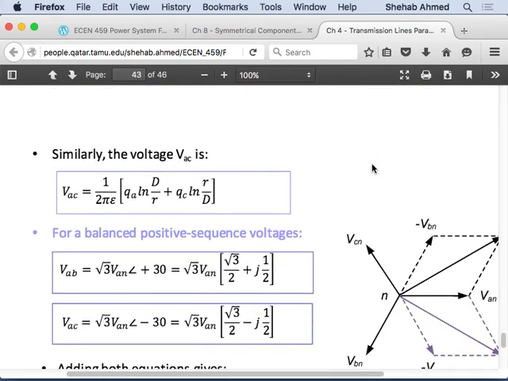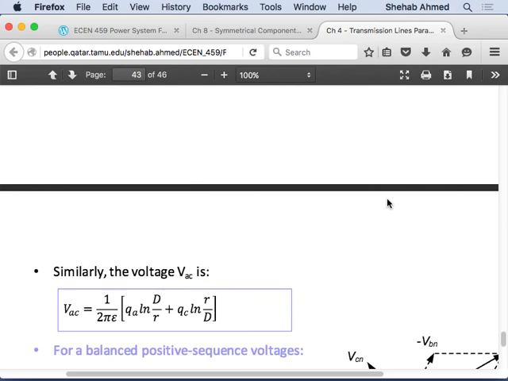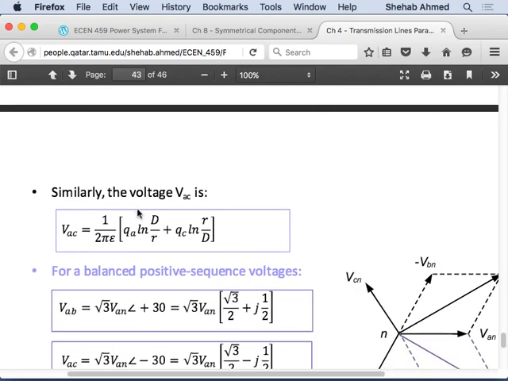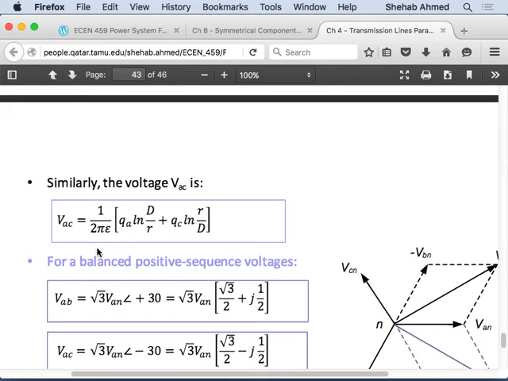So you will end up with VAB equal to 1 over 2 pi epsilon, QA natural log D over R plus QB natural log R over D, and you can simplify that a little bit. No, you cannot, I guess. And then similarly, you can calculate VAC as well using the same equation, right?